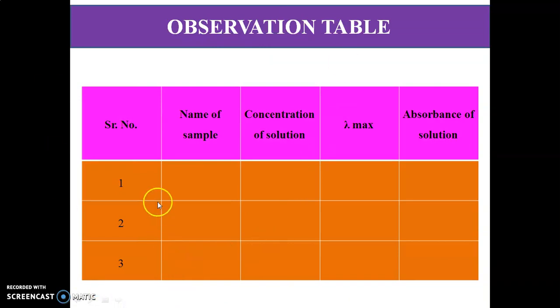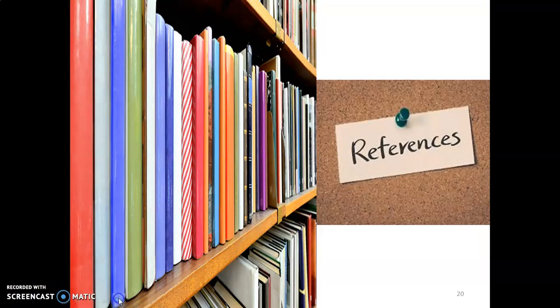Now this is the observation table here. We have to write down the name of the sample, the concentration of the final solution, and the lambda max, and the absorbances after measuring with the help of UV spectrophotometry. So we will have to fill this table and then calculate the practical concentration and percentage purity, and then finally write down the results and conclusion.